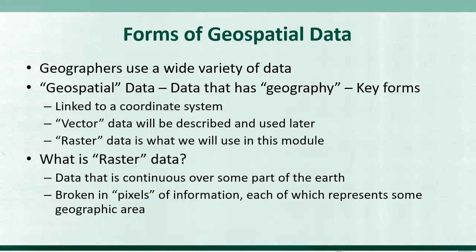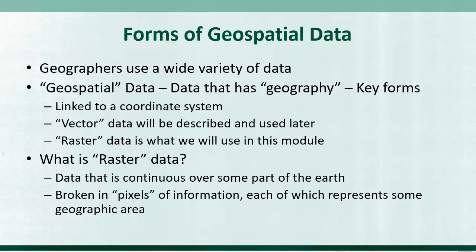Geospatial refers to, in the field of geography, data that has some sort of geography built into it. And what we usually mean by that is that there's some sort of data, and that data is linked to a coordinate system that allows it to be mapped. These sorts of data come in a couple of different forms. The major forms are data that are called vector data, that I'll talk about later on in the course, and something that's called raster data. Raster data is what you're going to be using in this particular assignment.